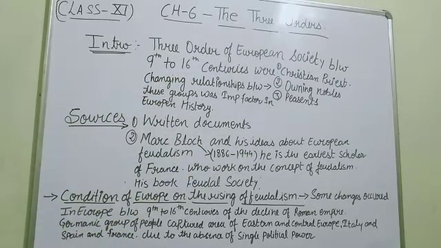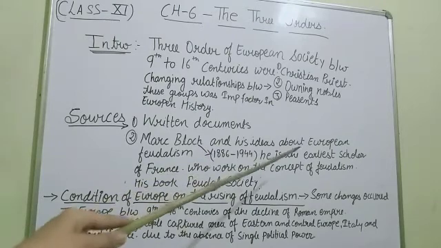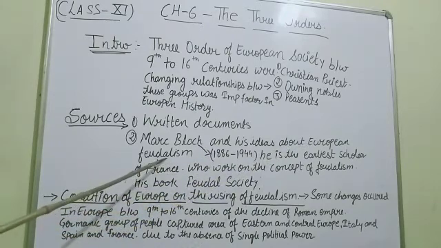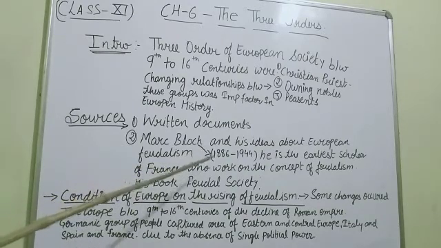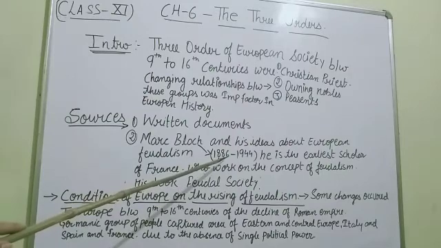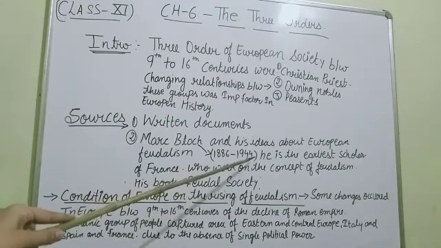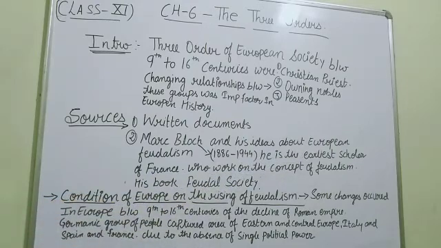And the second source that comes is Marc Bloch. Marc Bloch is from France, and his ideas were about European feudalism. Basically, he wrote about the European feudalism system, and his time period is 1886 to 1944. He is the earliest scholar of France who worked on the concept of feudalism. He is the first man who described feudalism.